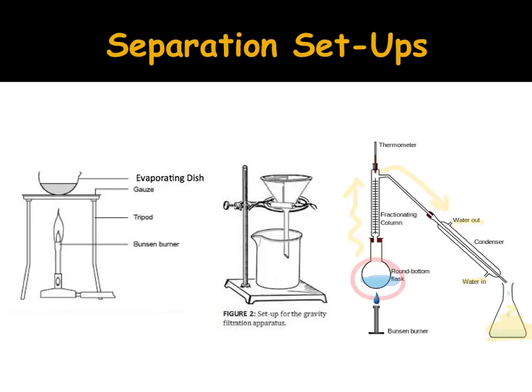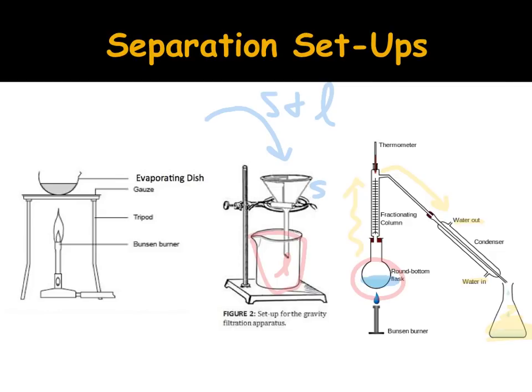For the middle one, this is a technique that you're for sure going to be using a lot this year. This is called gravity filtration or just filtration. So what you do, you have your little beaker, and you're going to pour your solid and your liquid through the filter paper. So there's a piece of filter paper sitting in that funnel. Don't just pour it through the funnel, otherwise it's all going to go down to the bottom. And what's going to happen is the solid is going to stay on the filter paper and the liquid is going to go down into the beaker.